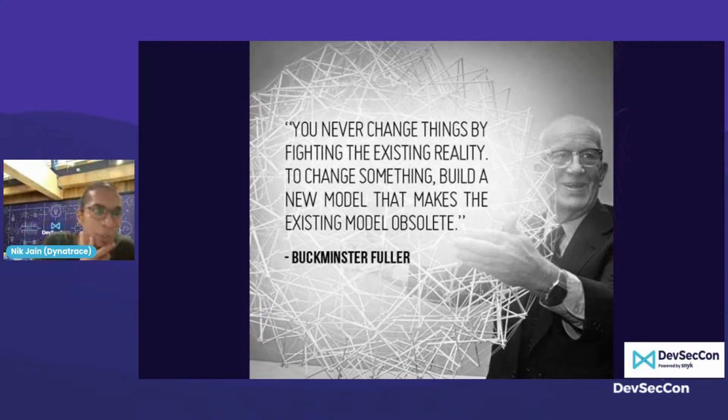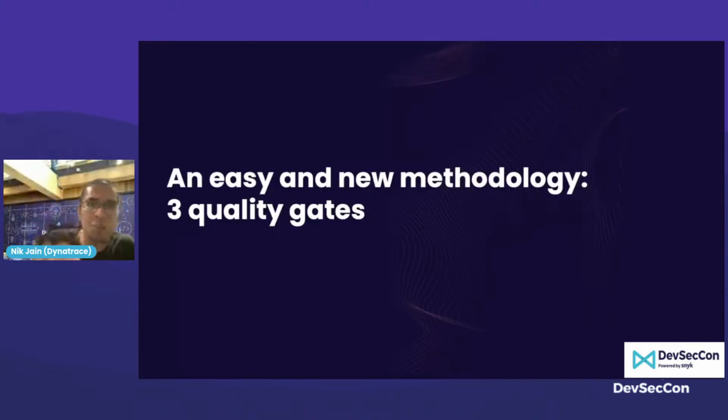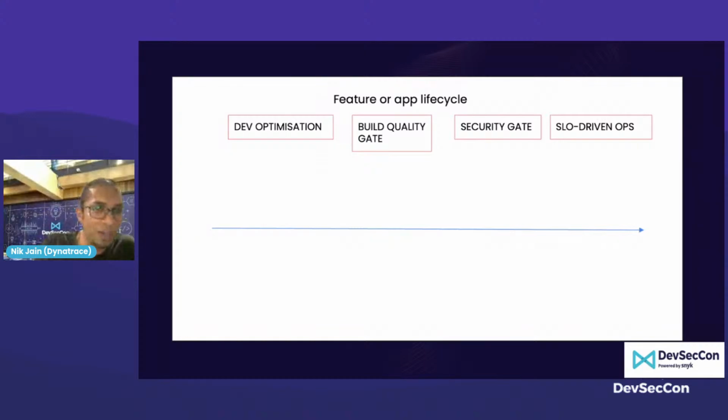Before I unpack the new methodology, Buckminster says that you never change things by fighting the existing reality. To change something, build a new model that makes the existing model obsolete. So I wanted to share one such model with you where you've got a few different steps.